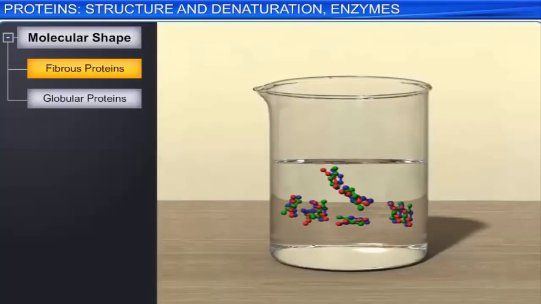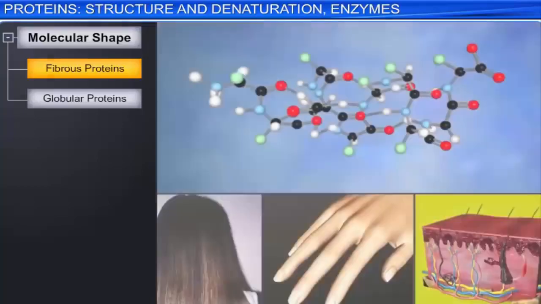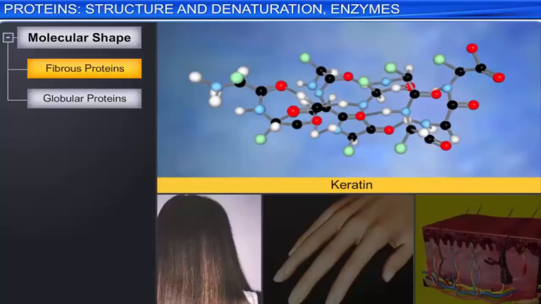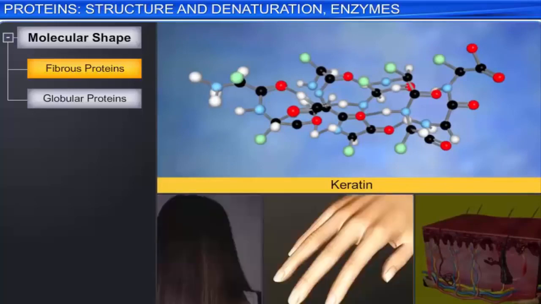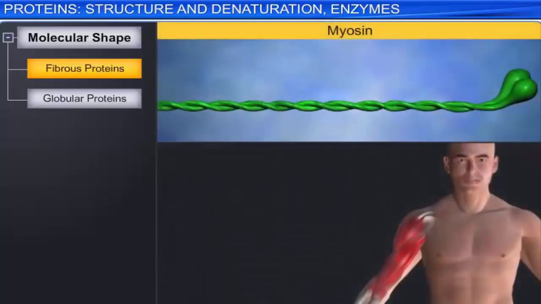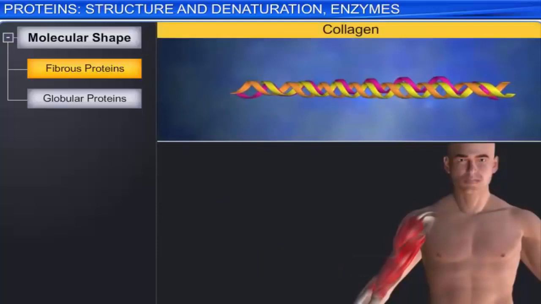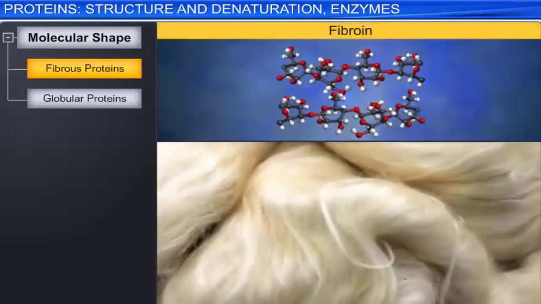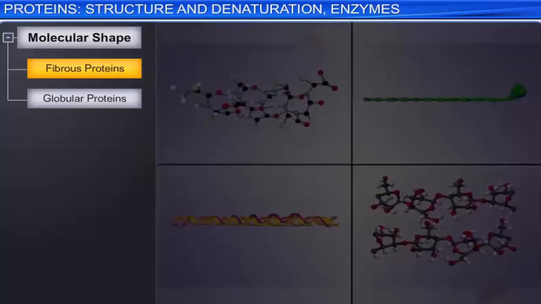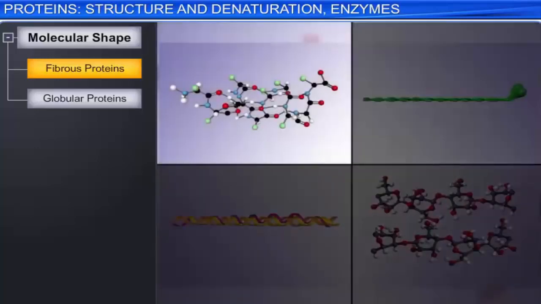Important examples of fibrous proteins include keratin, found in hair, nails, skin, etc. Myosin, found in muscles. Collagen, found in tendons. And fibroin, found in silk. Thus, these proteins form the structural material of animal tissues.